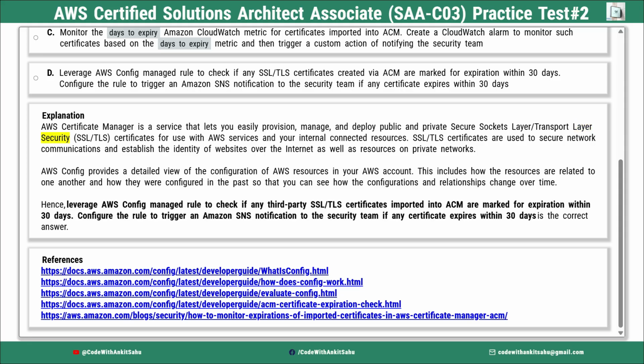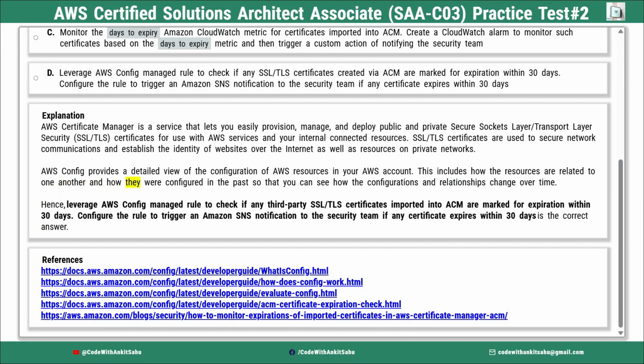Secure Sockets Layer/Transport Layer Security, SSL/TLS, certificates for use with AWS services and your internal connected resources. SSL/TLS certificates are used to secure network communications and establish the identity of websites over the Internet as well as resources on private networks. AWS Config provides a detailed view of the configuration of AWS resources in your AWS account.